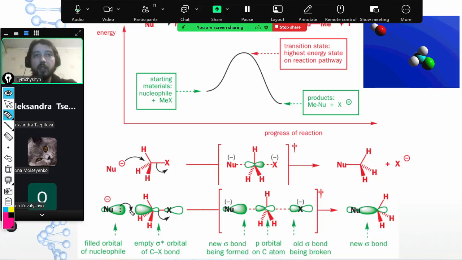And here you see what happens to the orbitals. So the nucleophile puts its electrons on the anti-bonding sigma orbital. Here you have some intermediate state. If we go through that state, we have the nucleophile attached to the molecule.